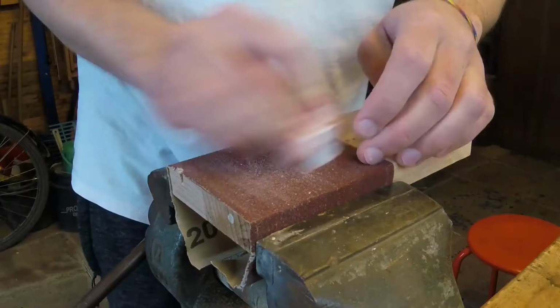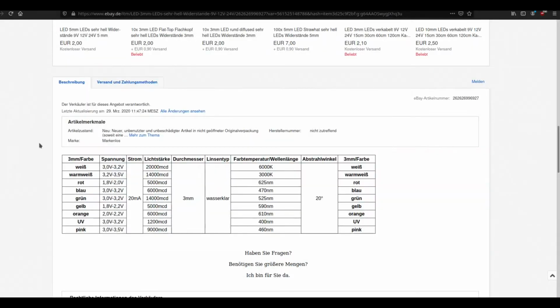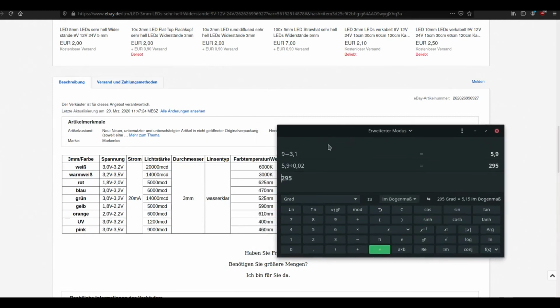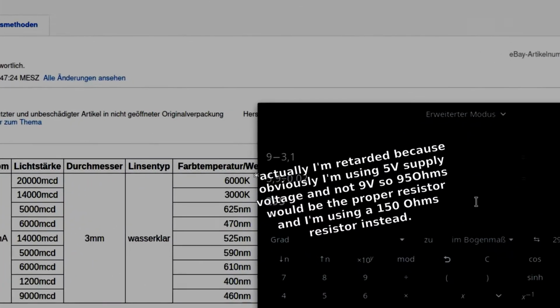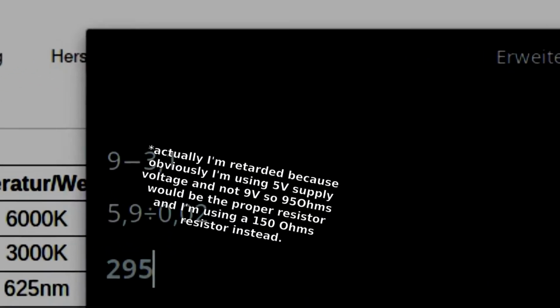Next, I did some cleaning and some sanding, and I was almost ready to go. According to the information on the eBay page, the voltage of the LEDs is around 3.1 volts. The rated current is about 20 milliamps. So that suggests a 295 ohm resistor. The next real value I felt would be 330 ohms, but since I want them to last longer and not push their limits, I just stick to 390 ohms.